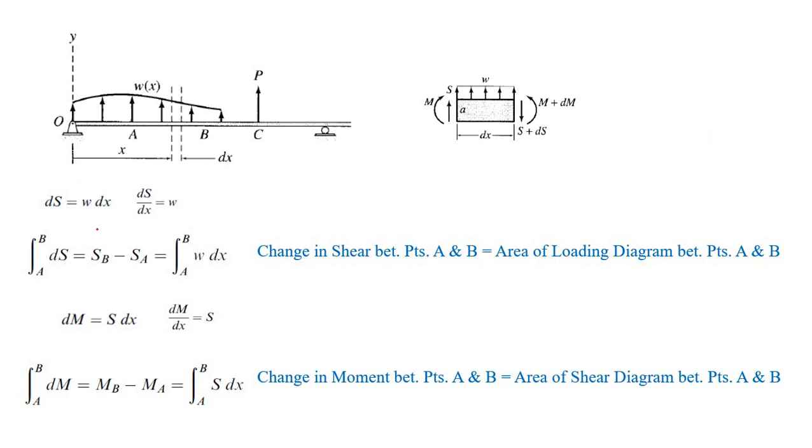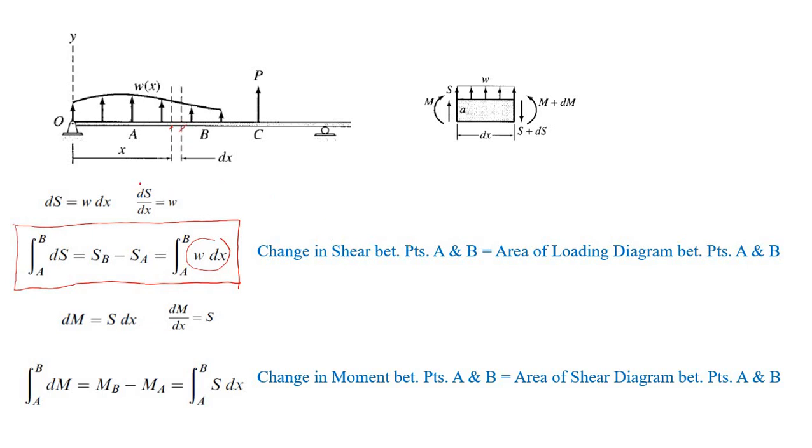So we have here this first formula. This simply means that the change in shear between points A and B equals the area of the loading diagram between points A and B.